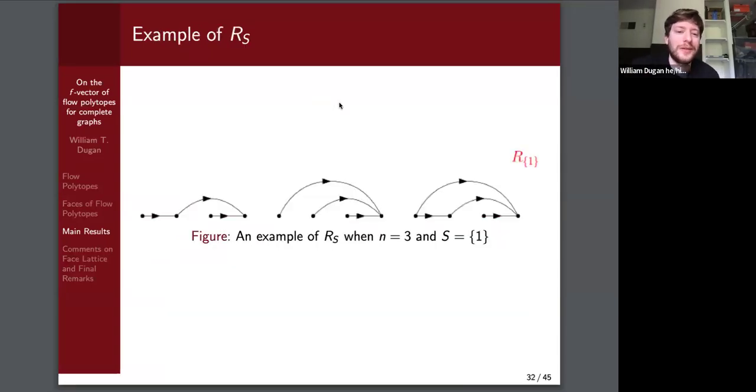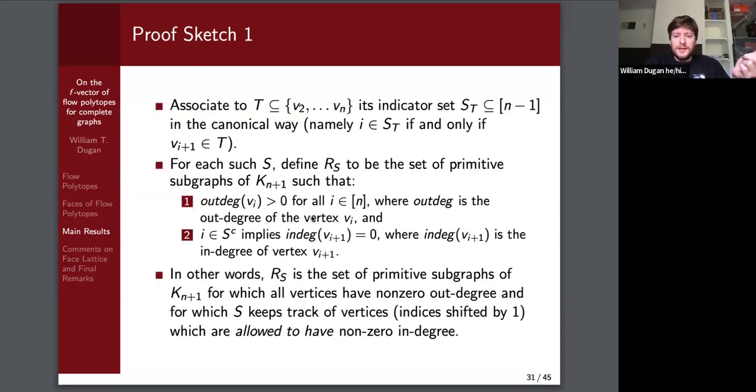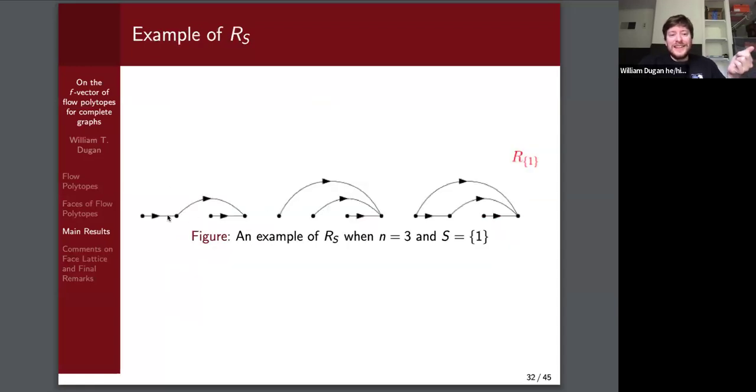Okay, so this is where an example is really helpful. Imagine we have n equals 3 and S equals 1. So n equals 3 means we're working on the complete graph with 4 vertices, and we're dealing with primitive subgraphs, so we're using all the vertices. And S equals 1 means that the second vertex, because I shifted by 1, is allowed to have non-zero in degree. So all the vertices have non-zero out degree, but the second vertex is allowed to have non-zero in degree. Am I saying this right? Yes. So you can see here it has 0 in degree, but these 2 vertices are allowed to have non-zero in degree. Any questions about that? I realize it's, again, rather technical.